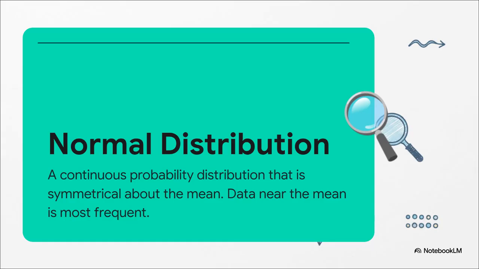So let's really unpack that official definition. The word continuous just means the data can take on any value within a range, not just whole numbers. Think about height or temperature. You can be 175 centimeters tall, or 175.1, or 175.11, and so on. There are infinite possibilities. Symmetrical about the mean is exactly what it sounds like. If you were to draw a line right down the middle, at the average, the two halves would be perfect mirror images of each other. And the central idea, the real heart of it, is just elegantly simple. The closer a value is to the average, the more likely you are to see it.